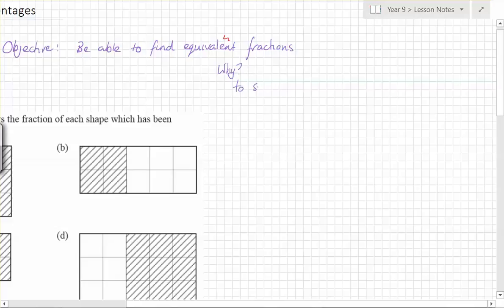So we could say, to simplify a fraction, like you've said, to make the numbers easier, is definitely one way, one reason to do it. Easier to work with. Yes, Sophie? Maybe it's easier to recognize them. What do you mean easier to recognize?